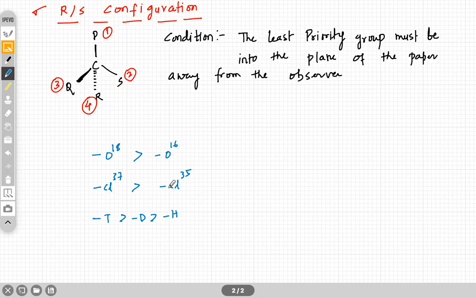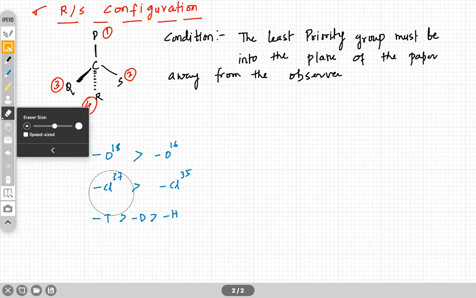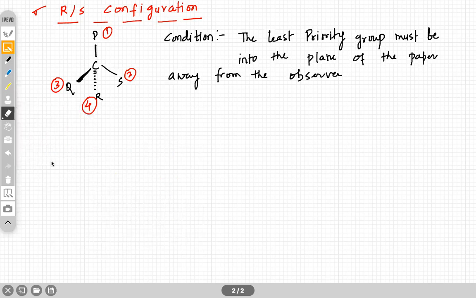Third point: when groups are attached to the carbon, we'll assign the priority on the basis of the atomic number of the first atom.